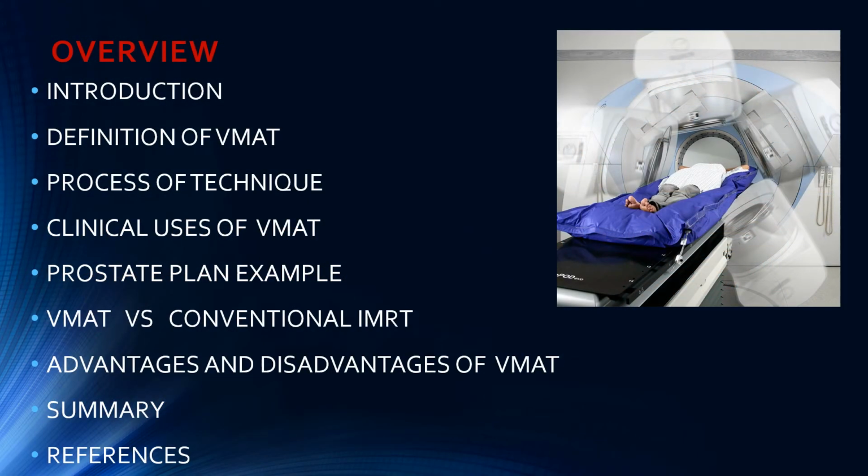Okay, before getting into details, allow me to first quickly go through the outline of my presentation. First, I'm going to give an introduction. Next, we have the definition of VMAT. Next, we have the process of the technique, clinical uses of VMAT, and a prostate plan example. For the prostate plan example, we are going to see the plan being done using conventional radiation therapy, and then IMRT, and then VMAT so that we can compare the accuracy of the plans. Next, we have a comparison between VMAT and conventional IMRT. Then we have the advantages and disadvantages of VMAT. Finally, a summary and the references.